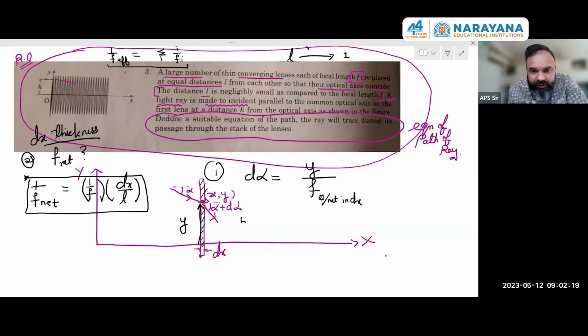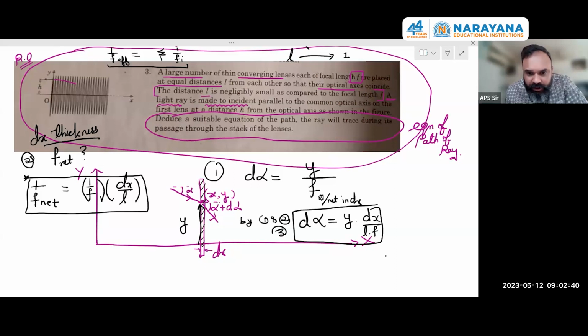And now by first and second, I'm in a position to write the deviation of the ray d alpha is equal to y into this 1 upon f net, which becomes dx upon L into f. L and f are constants. So I got a nice third equation in the problem. Now, my concern somehow is L is given, f is given. If you observe, this h is also given. So I need an equation in y versus x. That is how I define my path of the ray. So I need y versus x.